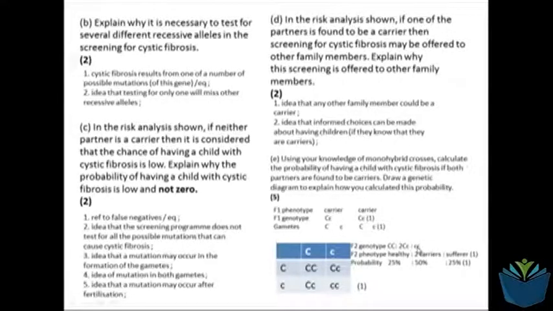That gains you another mark, and therefore the probabilities involved here: 25% for completely healthy, 50% carriers, and 25% sufferers, and so that 25% gets you the final mark.